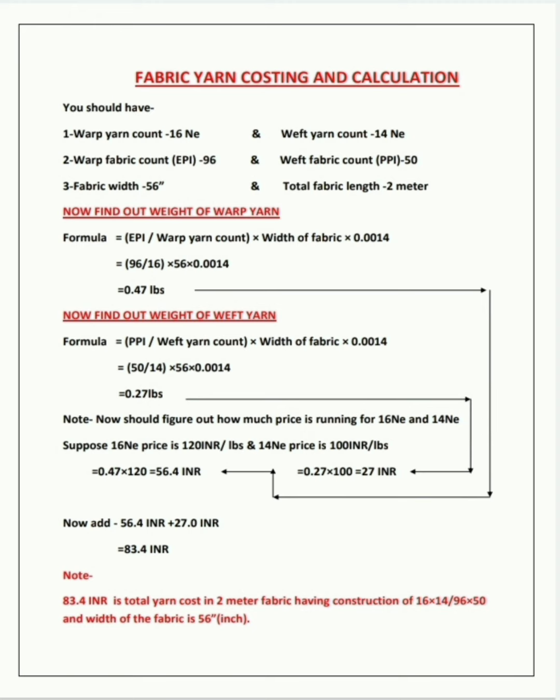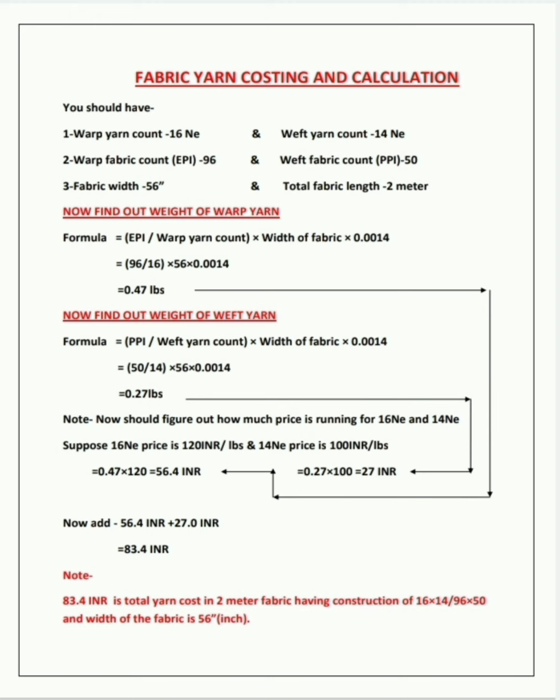If you want to find out the yarn costing, you need the warp yarn count, weft yarn count, EPI, PPI, the width of the fabric, and the length of the fabric. So here you are seeing I have taken warp count 16, weft count 14, English count, EPI 96, PPI 50, width 56, and total fabric length is 2 meters.